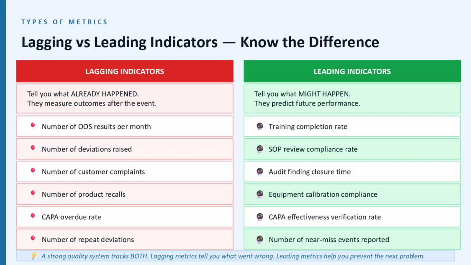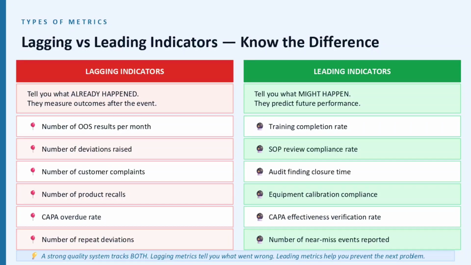Leading indicators, on the other hand, measure inputs and activities that predict future outcomes. Training completion rates. Equipment calibration compliance. SOP review rates. CAPA effectiveness verification rates. The number of near-miss events being reported. Here is the key insight. If training completion is falling behind, the probability of analyst errors increases. If calibration compliance is slipping, OOS results from equipment issues become more likely. Leading indicators give you the chance to intervene before the problem occurs.